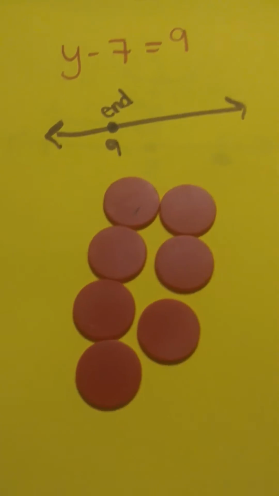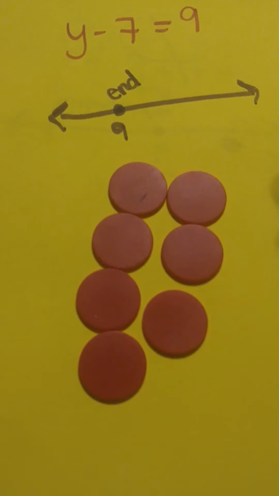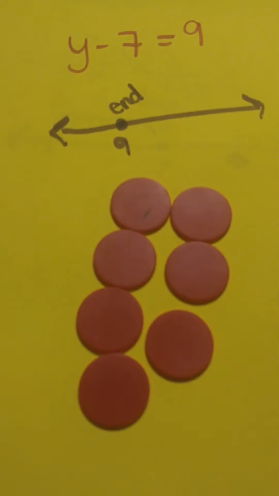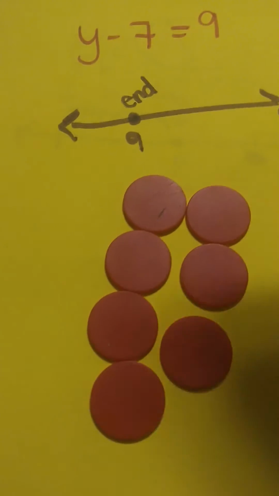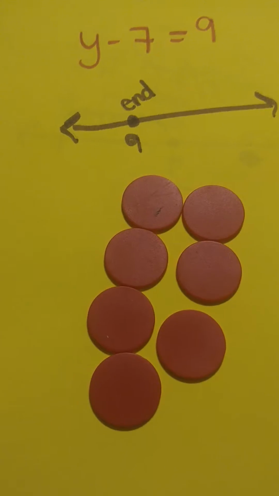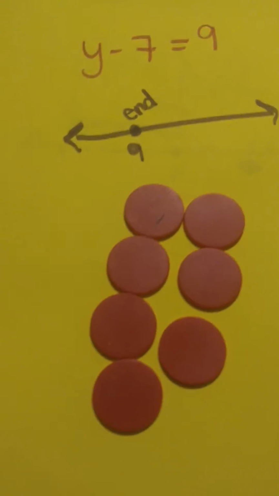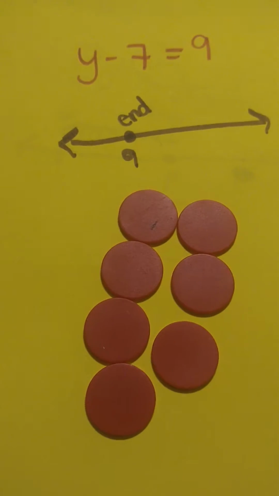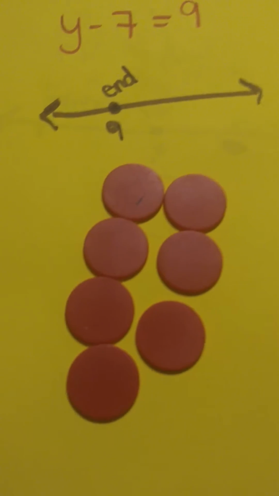If that doesn't make sense to you, you're like, there's no context. I always tell students, think of it as money. If I have some money in my hand and I have to give $7 to somebody else and I end with 9, did I start with more money than 9 or less money than 9? And you're like, well, I gave money away, so I had more money.